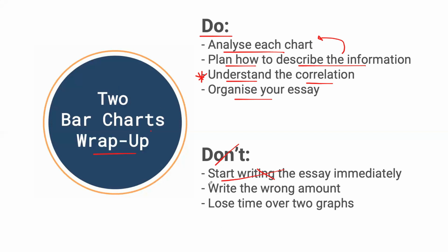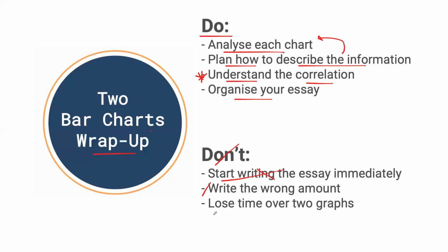Of course, you don't want to write the wrong amount. This specific example has the risk of perhaps too much to write, so don't get carried away. You want to stick with 150 words minimum, and you don't want to go too much over 200. So just write the necessary things and the correlating information.